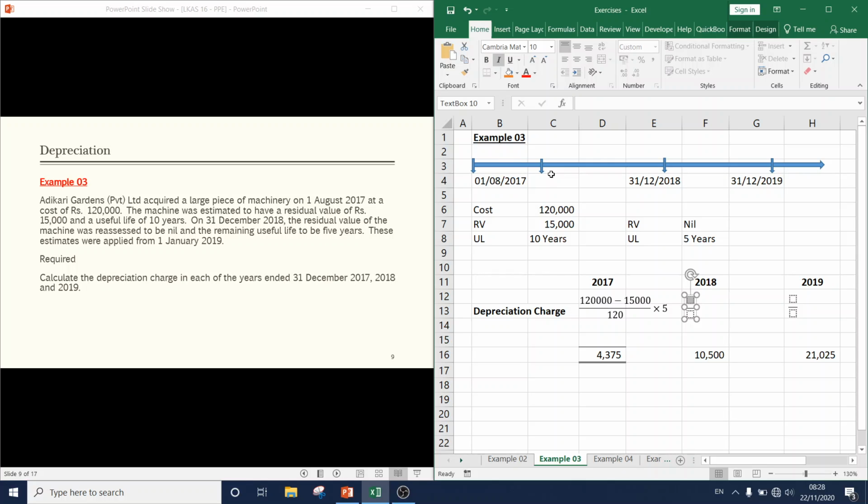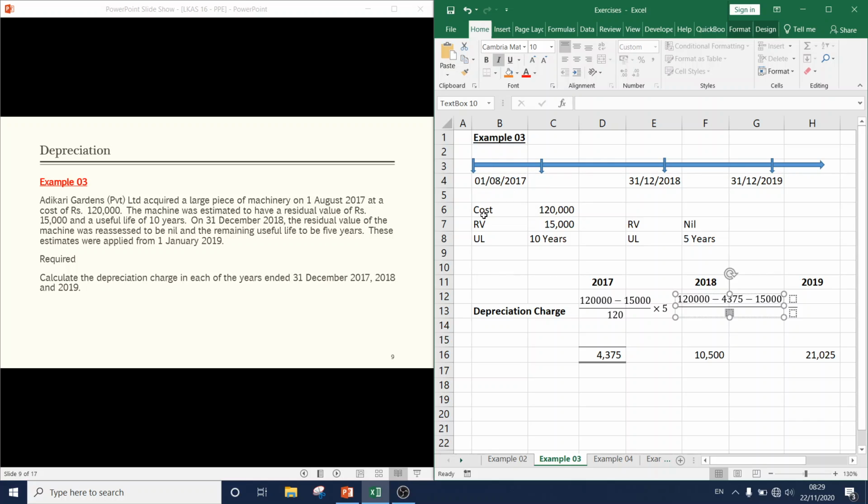So we had a cost of 120,000, and we have already depreciated this much. This is what we call the carrying amount, and residual value has not changed, that is 15,000. And useful life: if we are at 31st December 2017, from this date onward we can depreciate this particular asset for another 9 years and 7 months.